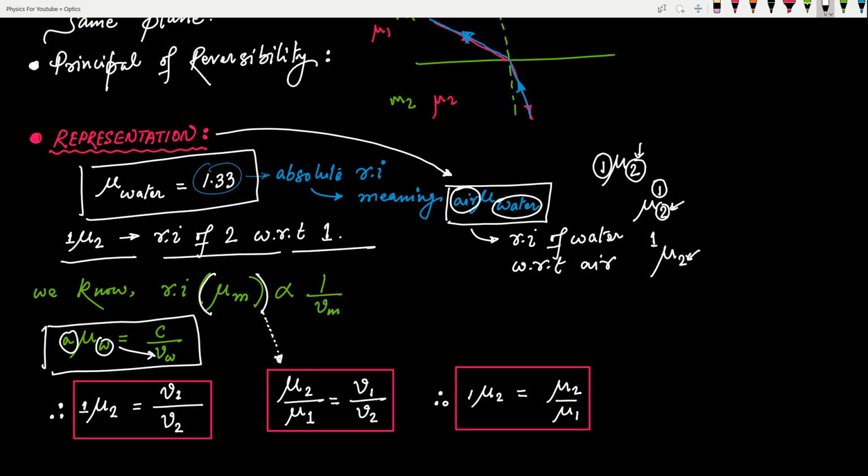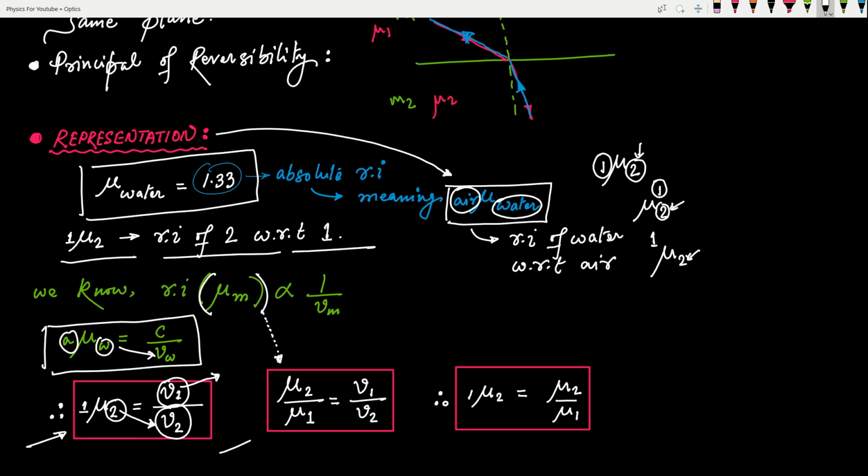Okay, if we use that concept, then we can say that in the first box that you can see, the refractive index of 2 with respect to 1 is v1 by v2, that is velocity of light in medium 1 divided by velocity of light in medium 2. Since we are finding the refractive index of medium 2, its velocity should be inversely proportional. So you can see here it's inversely proportional, and v1 is the velocity with which we are comparing.